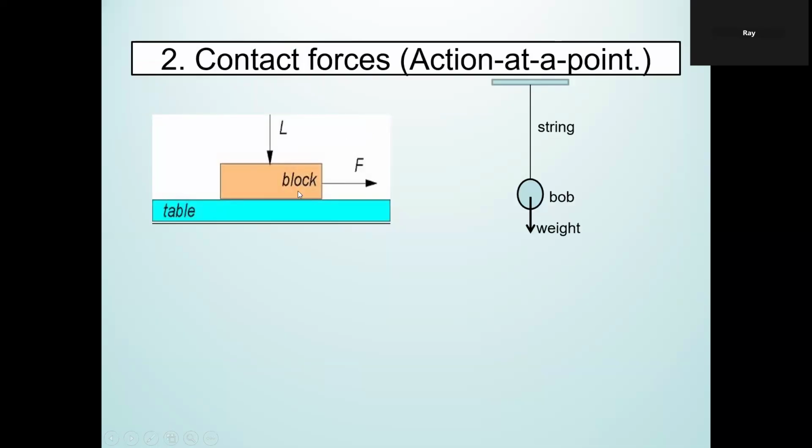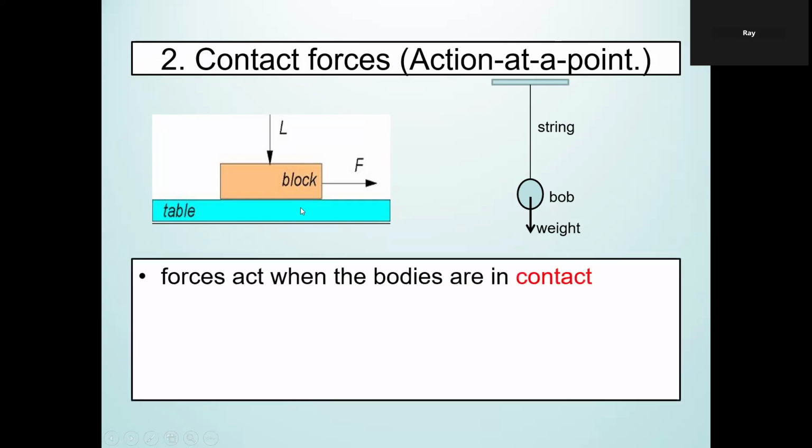Contact forces are what we have studied so far. Forces act where bodies are in contact. Right? Friction and tension, where the block and the table are in contact, there's friction there. Right? If there's no contact, no friction. Same like here. If the bob is attached to a string, this is contact force, then there's tension.